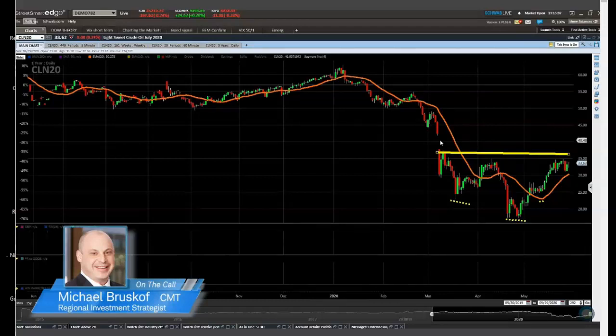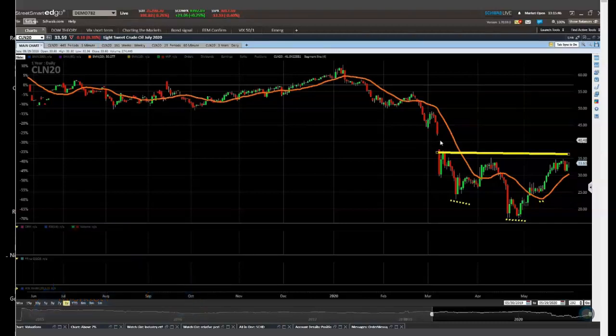Is it just looking forward in anticipation that when the world starts to open up, there's going to be higher consumption of oil, obviously, than there's been over the last couple of months? But from a charting perspective, which is what we're looking at, we're seeing a little resistance right there. But it'll be interesting to see if oil can continue the rally that it's had over the last couple of weeks.